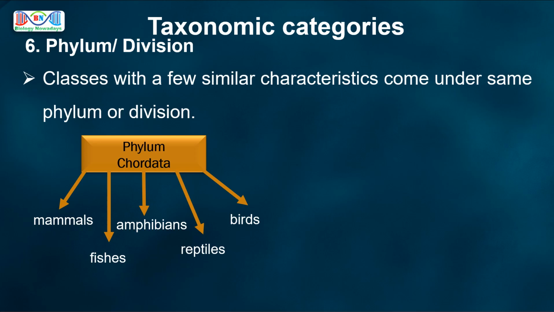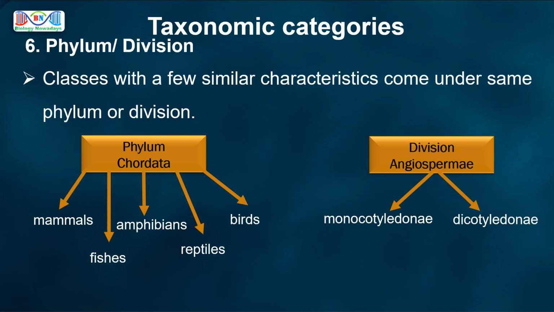All these animals are grouped under phylum Chordata based on the common features like presence of notochord and dorsal hollow neural system. In case of plants, classes Monocotyledone and Dicotyledone are grouped under the division Angiospermae. They are included in Angiospermae because they are all flowering seed plants.